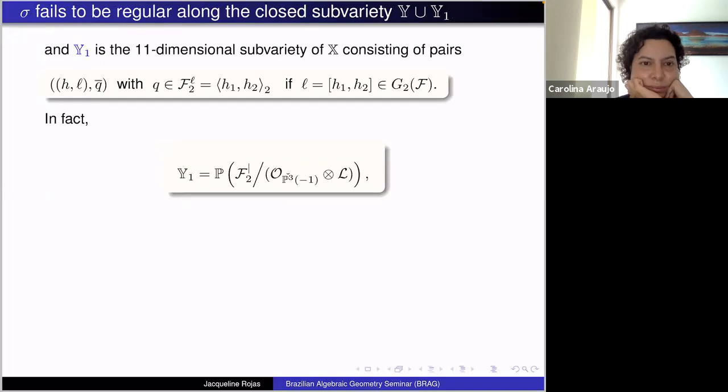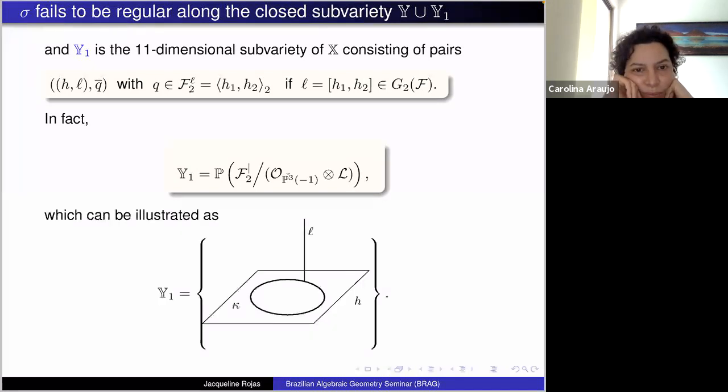In fact, this variety is the projective variety, the projectivization of this quotient. This F2 line here is the vector bundle having F as a fiber over there. This one before this F12, the quadrics in the ideal of the line L. Yes. And we also have an illustration of this one. This one is special in the sense that the generic point is a twisted cubic. Yes.